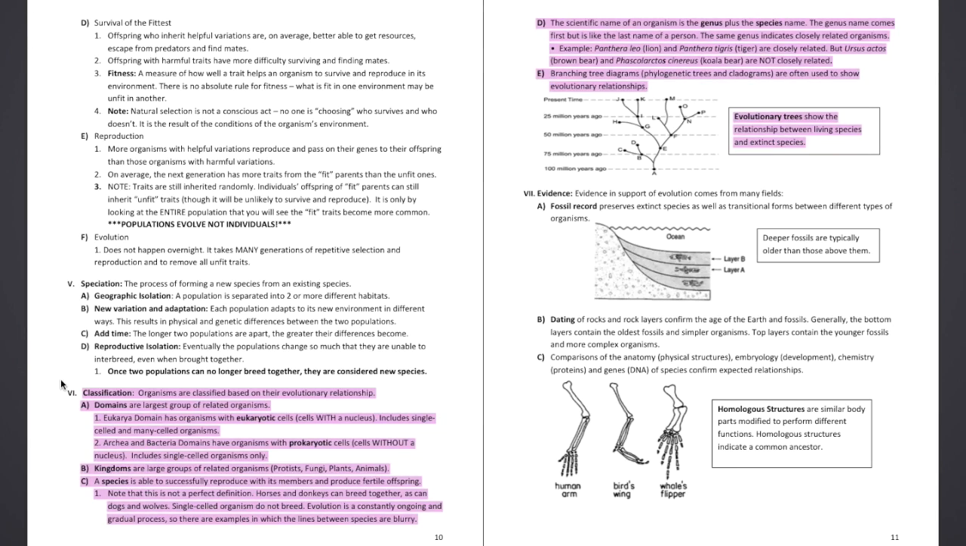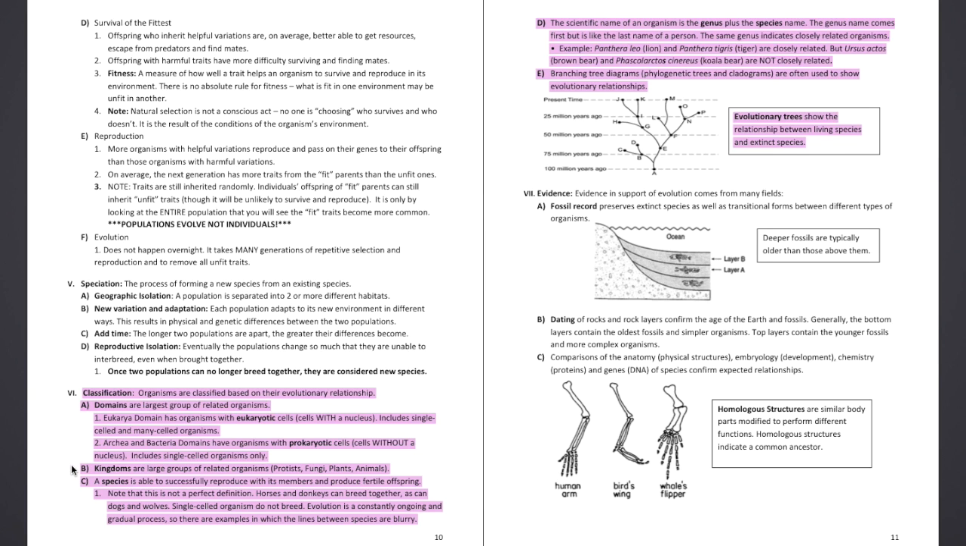6. Classification. Organisms are classified based on their evolutionary relationship. A. Domains are the largest group of related organisms. 1. Eukarya domain has organisms with eukaryotic cells, cells with a nucleus. Includes single-celled and many-celled organisms. 2. Archaea and bacteria domains have organisms with prokaryotic cells, cells without a nucleus. Includes single-celled organisms only.